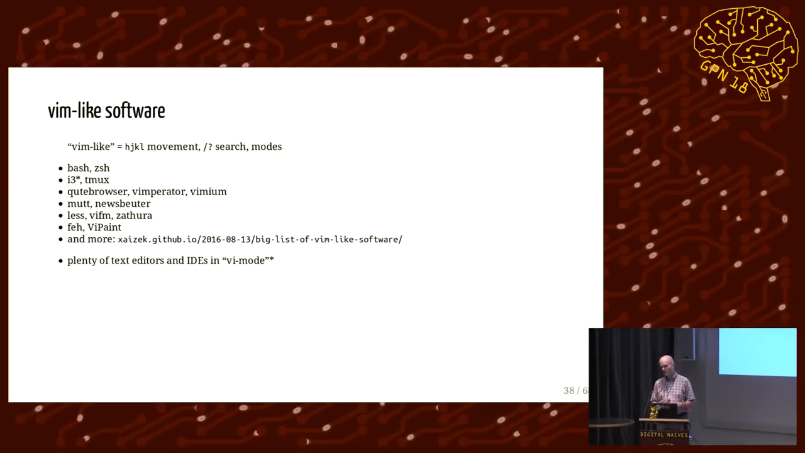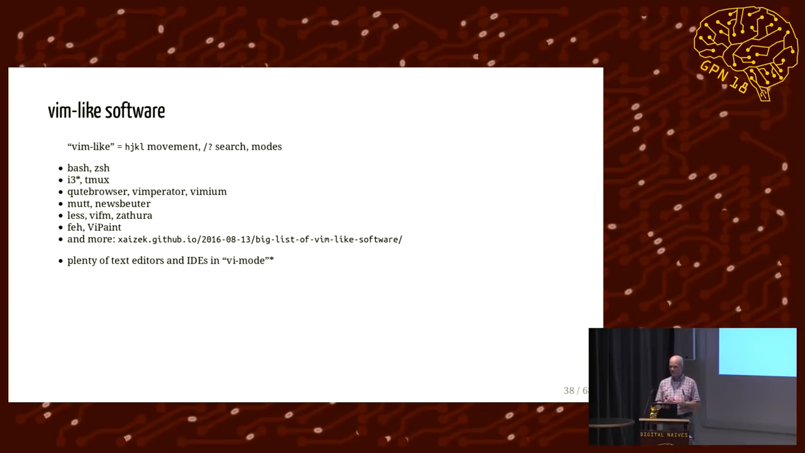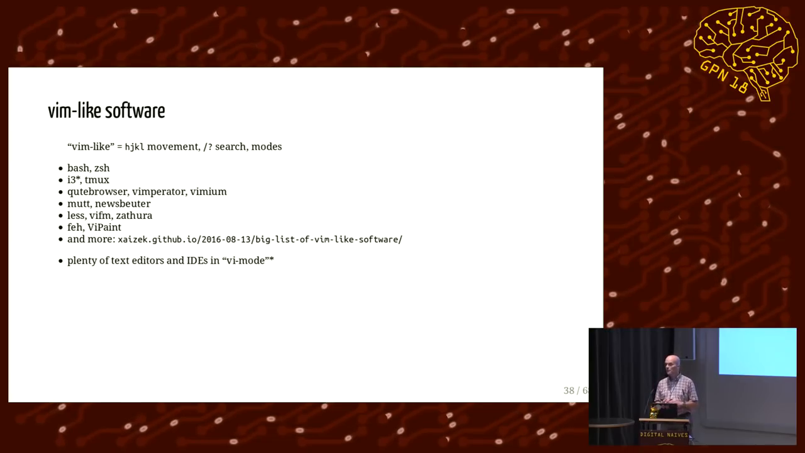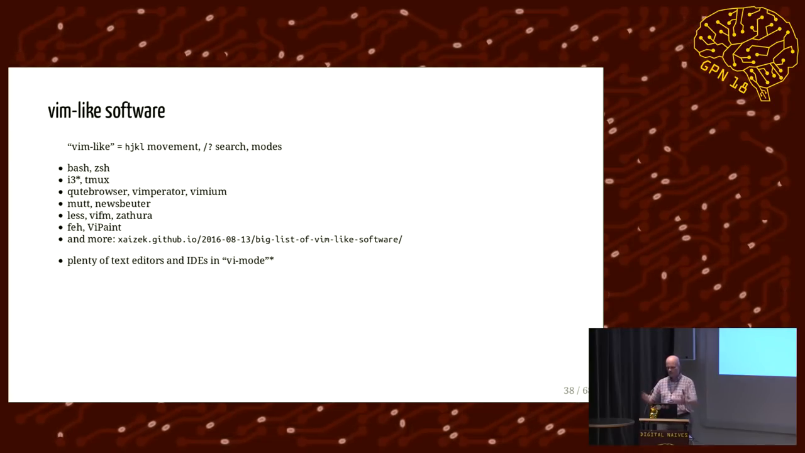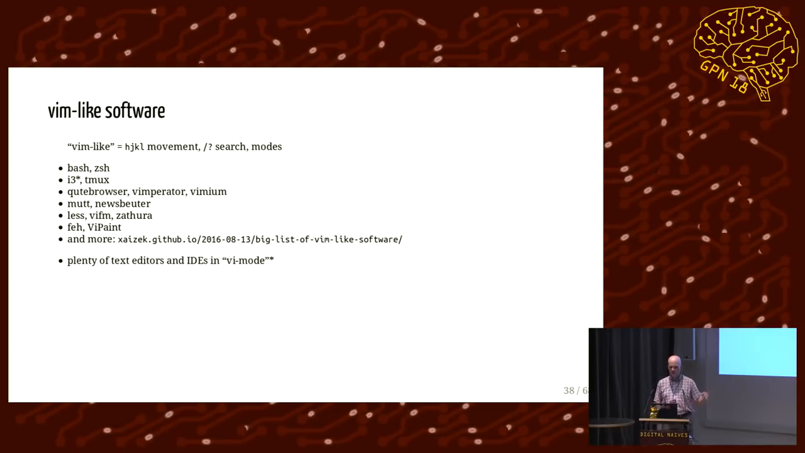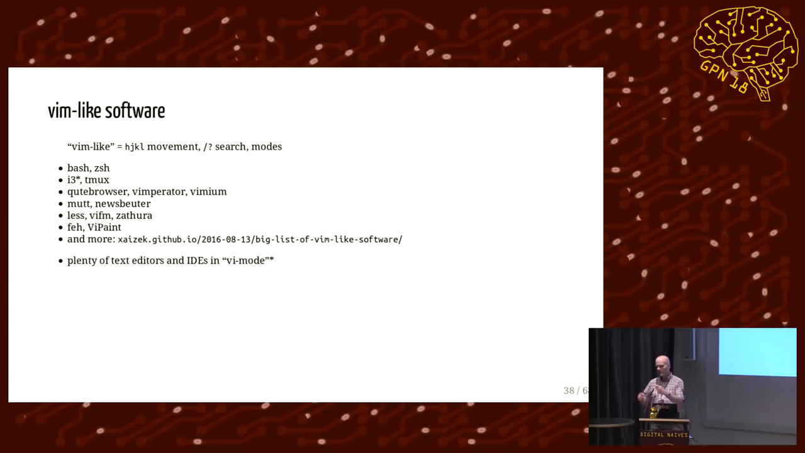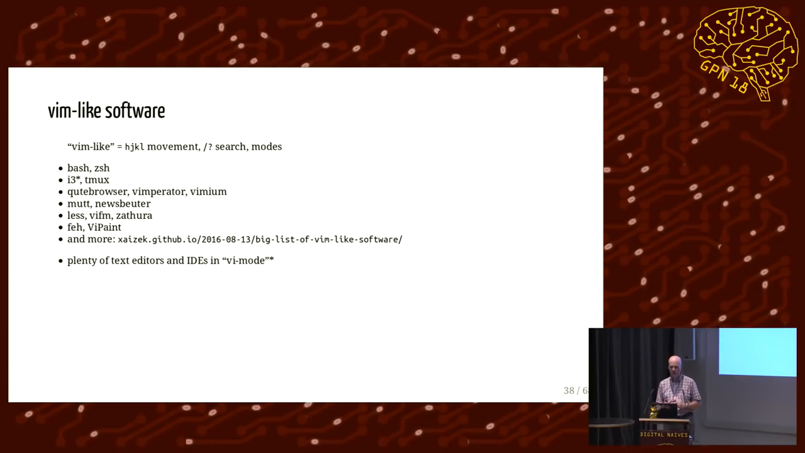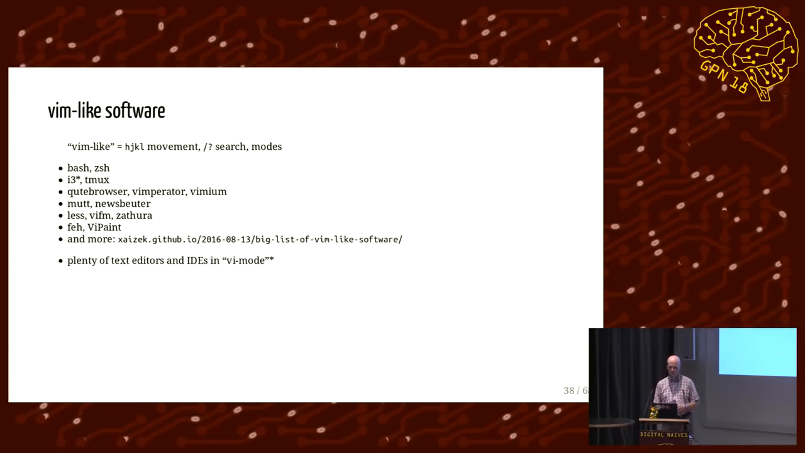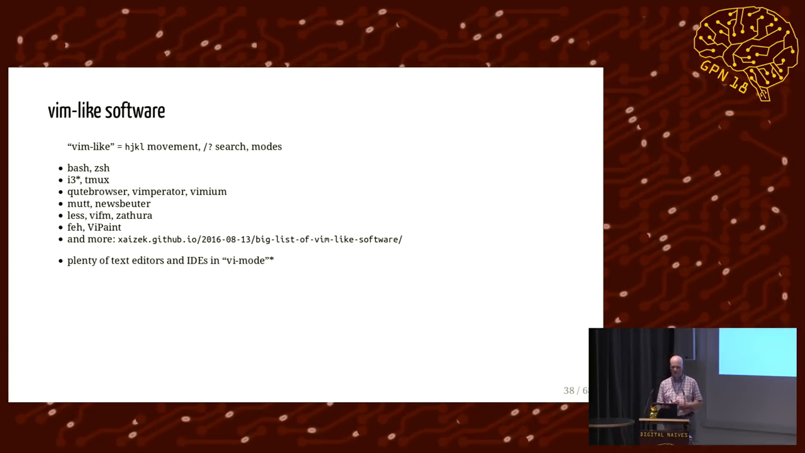Tmux, Martin explained some stuff about Tmux right before my talk. Qutebrowser, Vimperator, Vimium: Qutebrowser is a web browser that works entirely with a keyboard. Vimperator, Vimium, and Tridactyl are extensions for Firefox or Chromium. Mutt and Newsboat are email and news programs that use Vim keys for navigation.